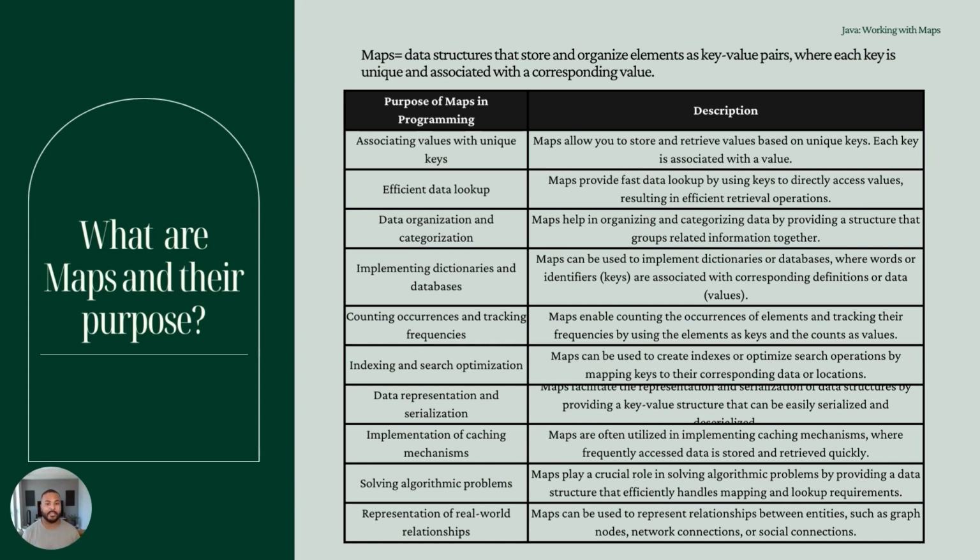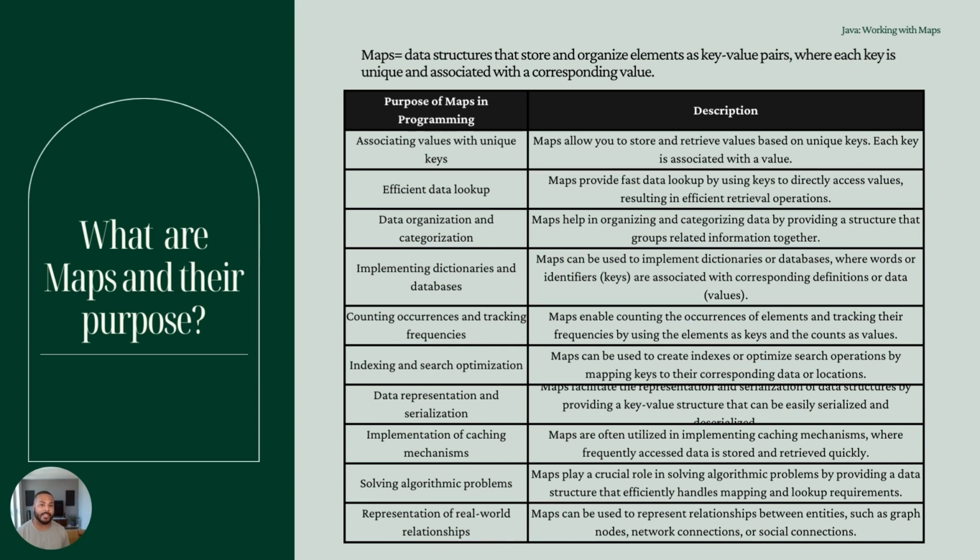Another purpose is solving algorithmic problems. Maps play a crucial role in solving algorithmic problems such as graph-related tasks where nodes and edges are represented by keys and values. Their efficient data lookup and association properties make them valuable in algorithm design.